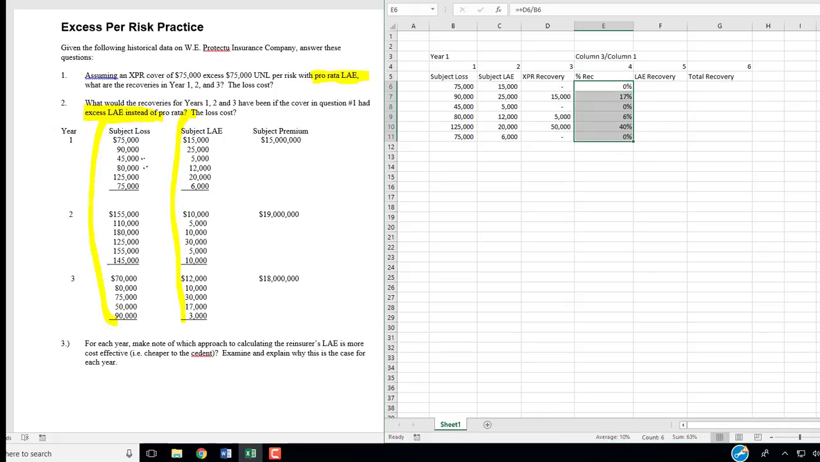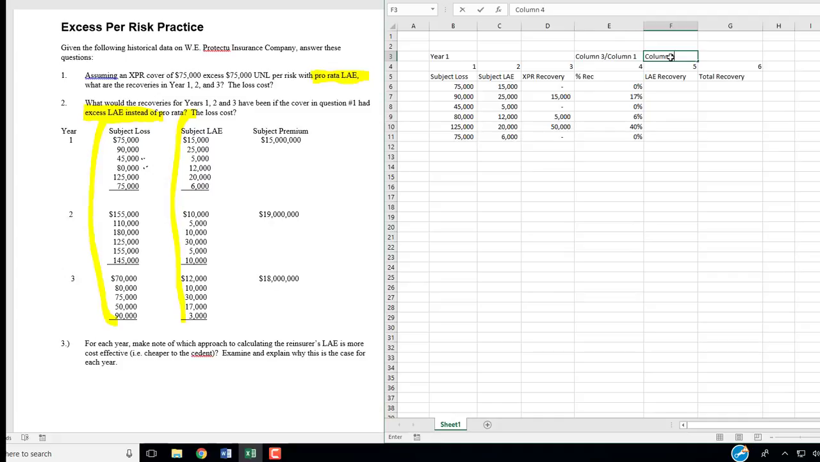In your answer, you will round to the nearest 1%. So if you are doing this in Excel, it's fine to do it without a decimal point. However, be careful on this. I will allow you to turn it in Excel, but you do need to be able to work these problems by hand. The next column is the LAE recovery, which is simply column 4, the column you just calculated, times the LAE, which is column 2.